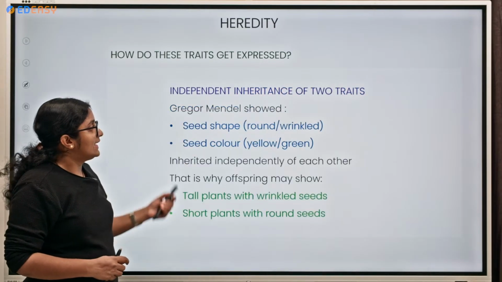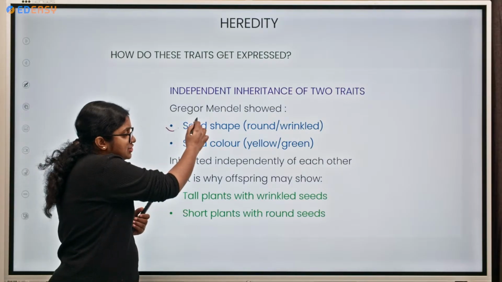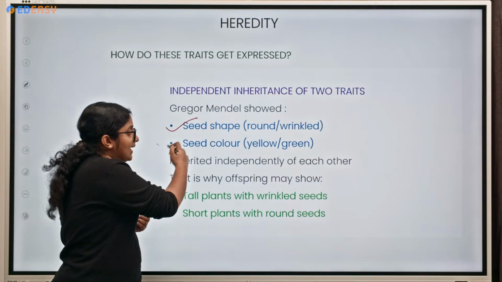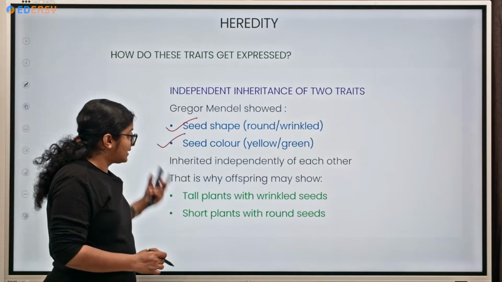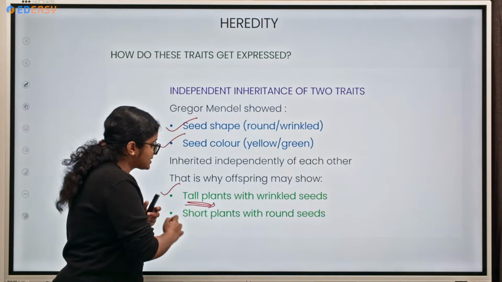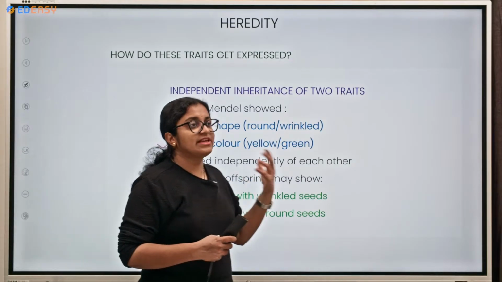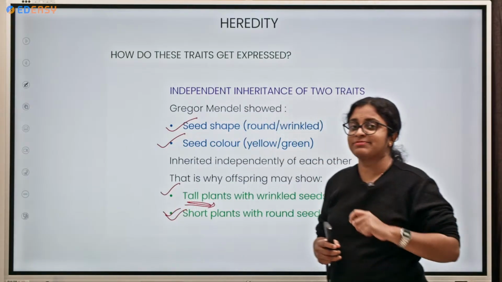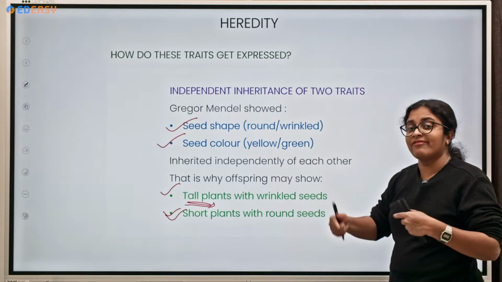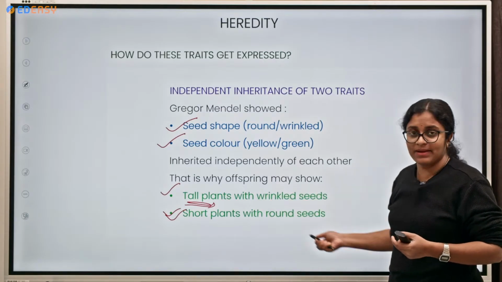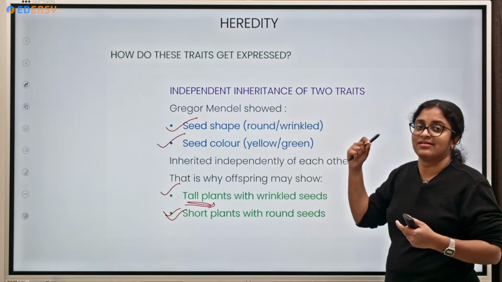Okay. Now, independent inheritance of two traits. What did Gregor Johann Mendel show? He has shown that the seed shape, round or wrinkled, and the seed color, yellow or green, are independently inherited. That is the reason we could find, in the dihybrid cross, tall plants with wrinkled seeds and short plants with round seeds getting expressed. Actually, based upon the law of dominance, we generally think the dominant character should get expressed. As per this combination, we should only have tall plants with round seeds and short plants with wrinkled seeds. But here we have more characteristics, like tall plants with wrinkled seeds and short plants with round seeds. Why? Because there is independent inheritance of two traits over here, as we have seen.